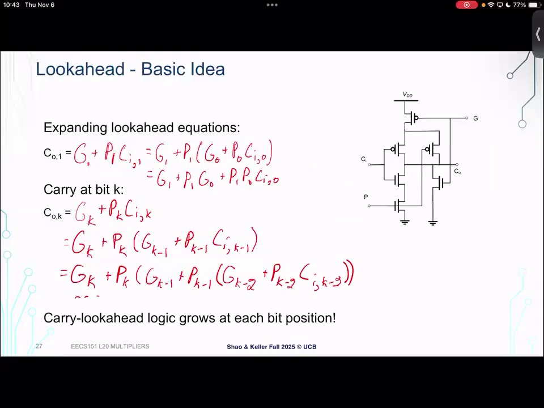But again, this is just restating in an equation what I said in words on the previous slide. We haven't helped ourselves. The recursion is the problem that we're trying to get out of, right? Recursion is saying each bit depends on the carry of the bit before it, which is what we're trying to avoid.